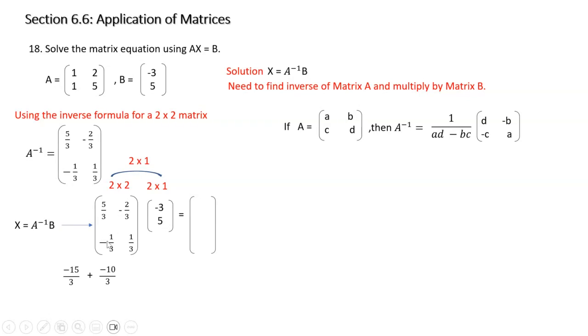Let me see here. I'm going to multiply the first row: 5/3 times -3 will give us -15/3. Then -2/3 times 5 will give us -10/3. Now I'm going to multiply -1/3 times -3, which gives us 3/3. Then I multiply 1/3 times 5, which gives us 5/3. If we add them, it will give us 8/3. So these are my answers, guys, right here.